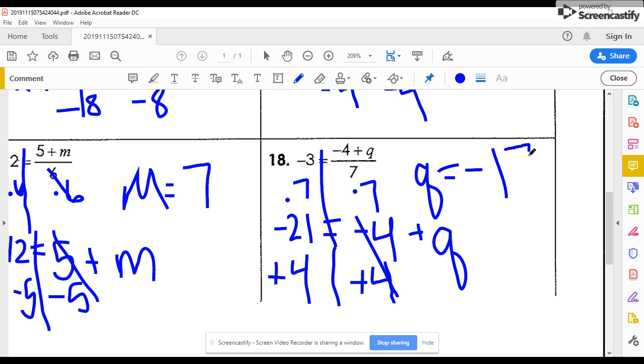All right, so you guys have a couple of these that you're going to try on your own. And then after you get those ones down, the last thing we're going to do today is put them all together and try a little bit of all two-step equations. So let me know if you need help.